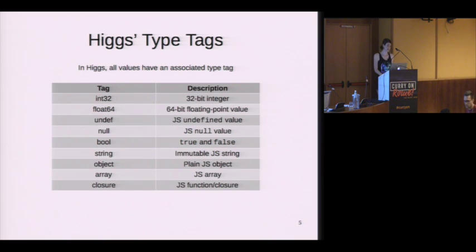So in Higgs, the values are separated based on type tags. For example, int32 are 32-bit integers in our implementation. Float64 are floating point doubles. So we have a type tag for the JavaScript undefined value, one for null, booleans, strings, objects, arrays, and closures.